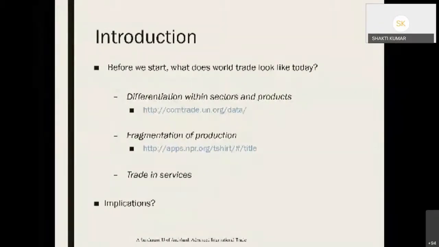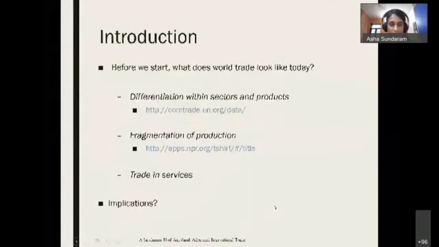Now, there is another concept that I won't touch upon, which is trade in services. I won't have time to do that, but a lot of international trade today is not just in goods. In fact, most trade happens in services. We don't have very well established theories for trade in services, so I'm not going to talk about it. But those of you who are interested, I can always point you to the right people who are working on trade in services. It is important for India, because a lot of Indian trade happens in software, et cetera. So it is an important area.